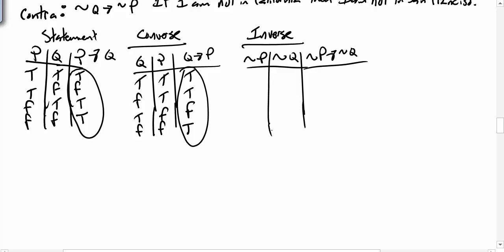Okay, so let's go through the initial. Not P would be false, false, true, true. Not Q would be false, true, false, true. Okay, where's this one false? Well, it's only false in the one spot where I have a true in the if and a false in the conditional, so that part is false. Everything else is true.